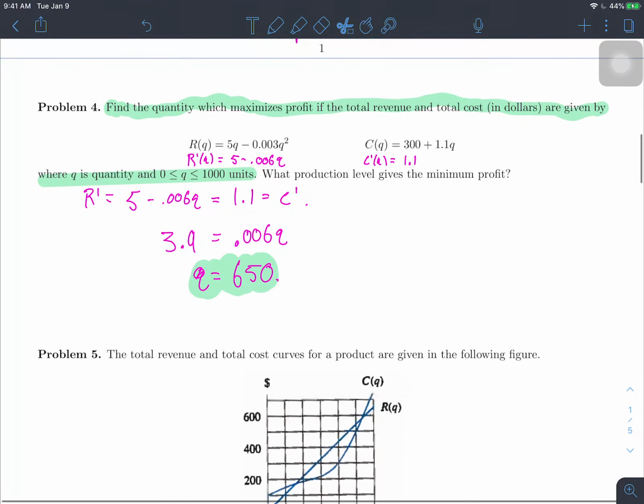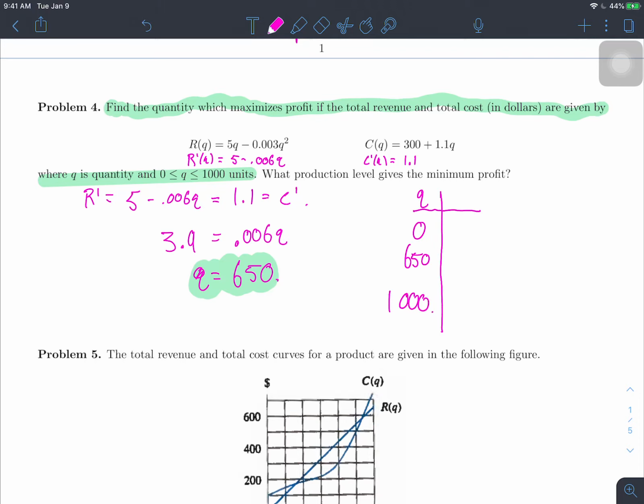All right. So, we should now make a table. On one side, I'm going to put the values q where I might reach a minimum or maximum profit. 650 should go on here. What else should go on? 0 and 1,000. Okay, that came from the problem.